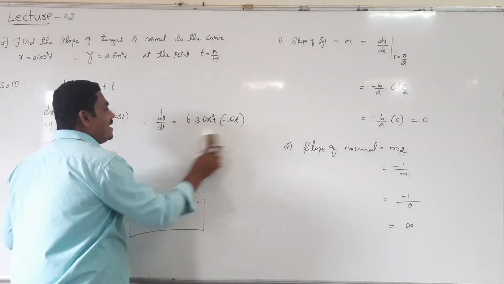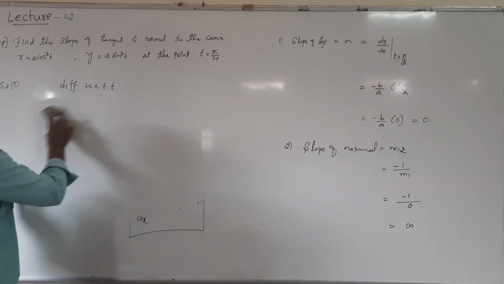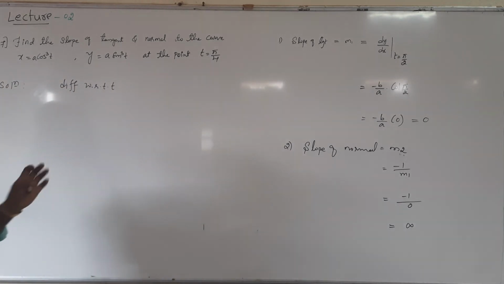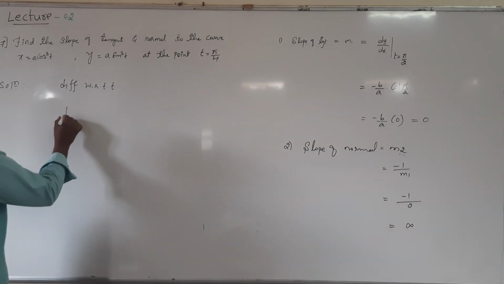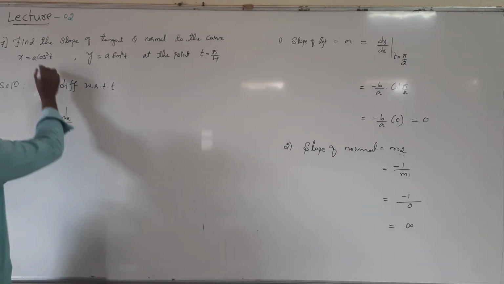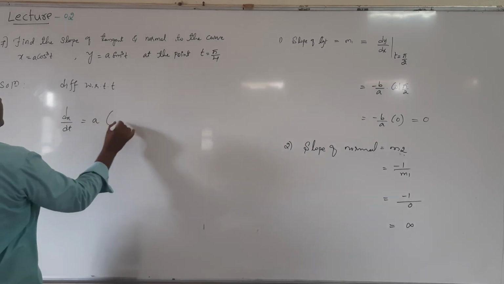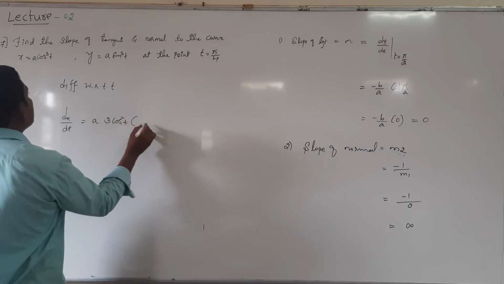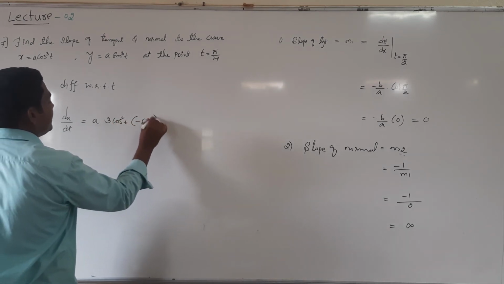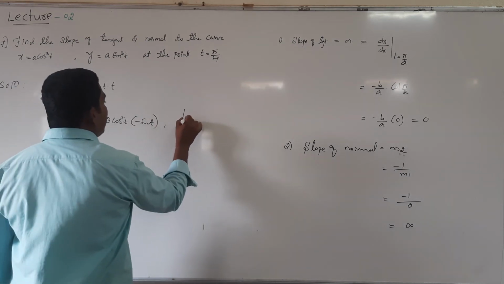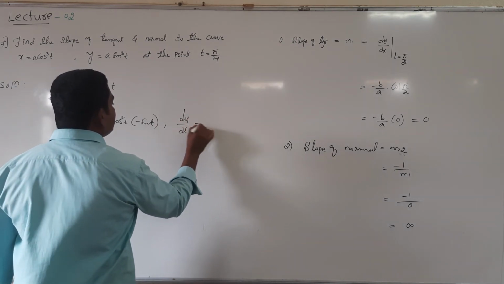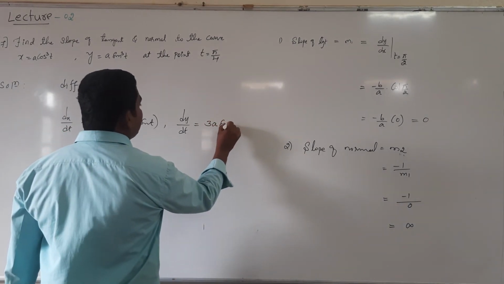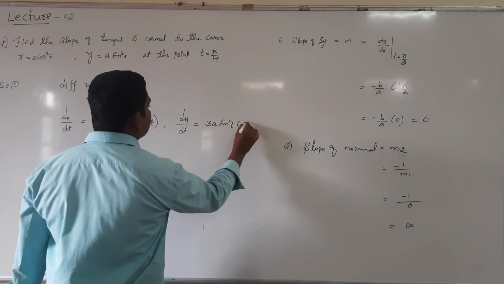First write dy by dx here. For finding dy by dx, we need to find dx by dt because parametric form is given. dx by dt is equal to, on differentiation, a constant as it is, cos cube differentiation 3 cos square t into cos differentiation minus sin t. Similarly, dy by dt is 3a sin square t into cos t.